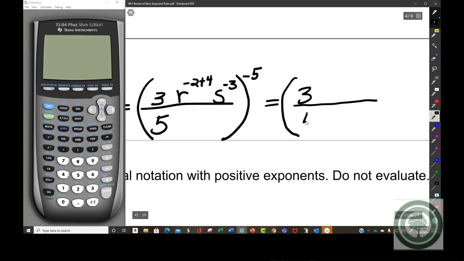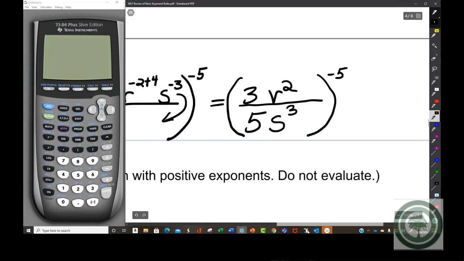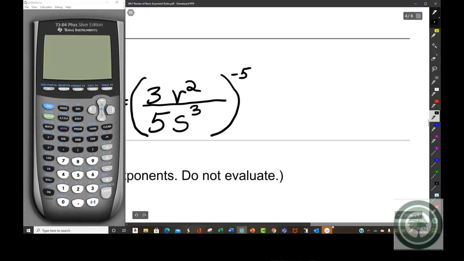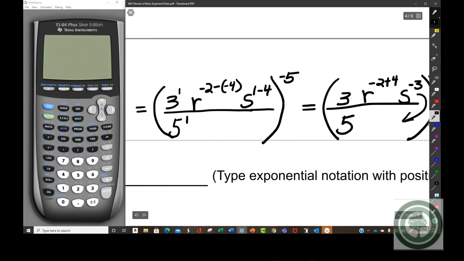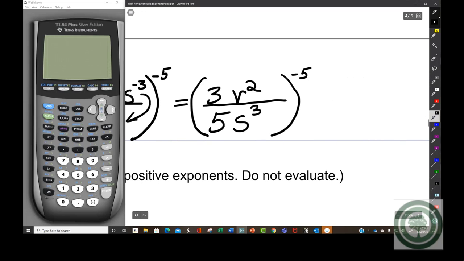All right, 3 over 5, r to the negative 2 plus 4 is r to the positive 2. And I've got an s to the negative 3. I might as well move it downstairs and let it be s to the positive 3, to the negative 5. Now, we're going to have a little talk. I spent time and energy cleaning up the inside of my parentheses before I got here. And doesn't it look better than it did? I mean, really, look at what you started with. And look at it now. It's beautiful now.